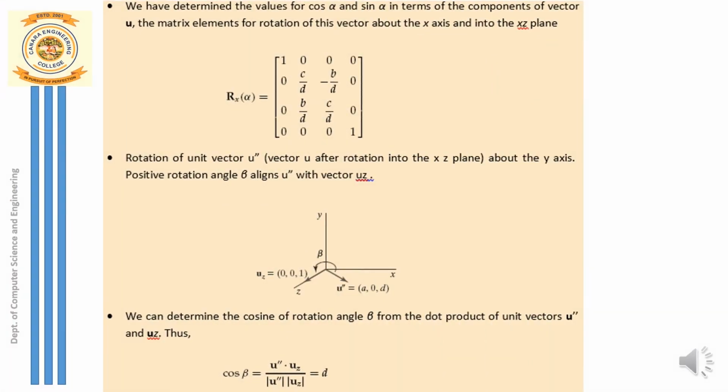You can now see my rotation matrix that I have got, Rx of alpha. The first row indicates it is the x-axis, and in the second row you can see cosine of alpha is C by D, sine of alpha is minus B by D. Again here this is sine of alpha and cosine of alpha. So substitute all the values here in the rotation matrix. Okay, so this is how you calculate Rx of alpha.